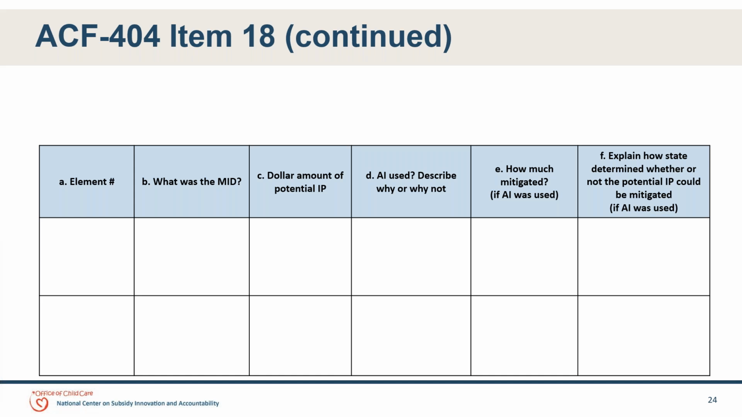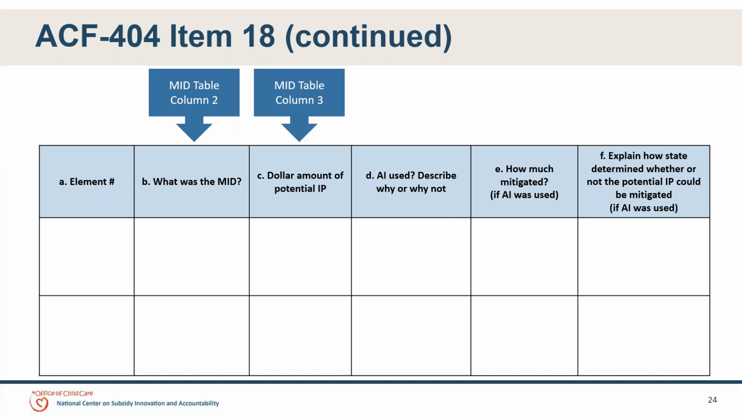Column A is just where you would record the element number where the MID potential improper payment error was found. Column B asks, what was the MID? Your responses here can be pulled from column 2 on your MID table, which says, describe what was missing or insufficient. So whatever you wrote in column 2 of your MID table, you can just copy and paste it over to column B for item 18.